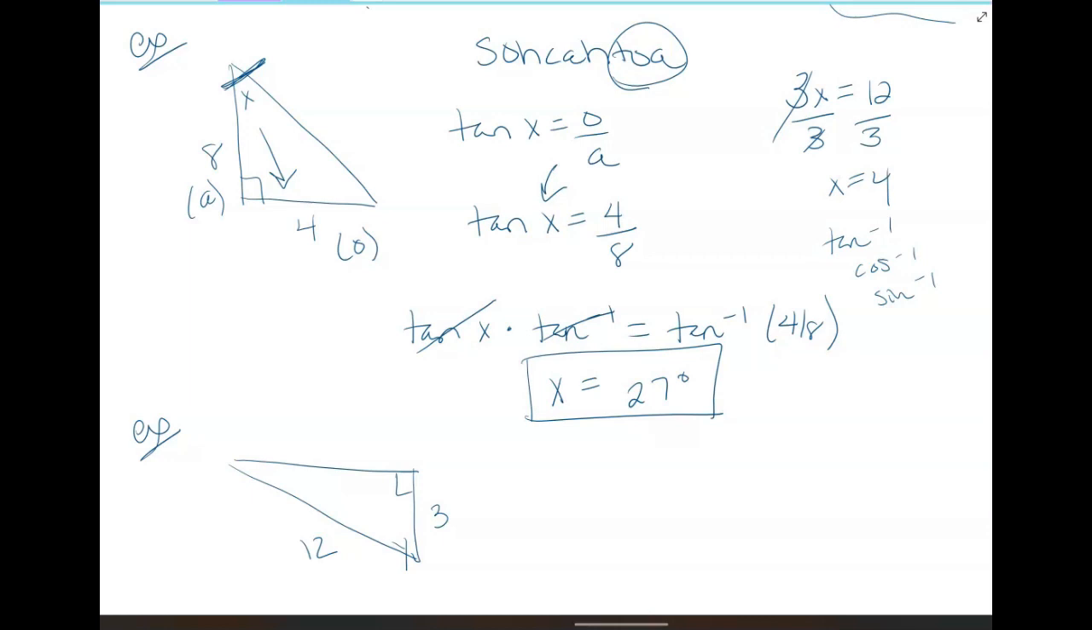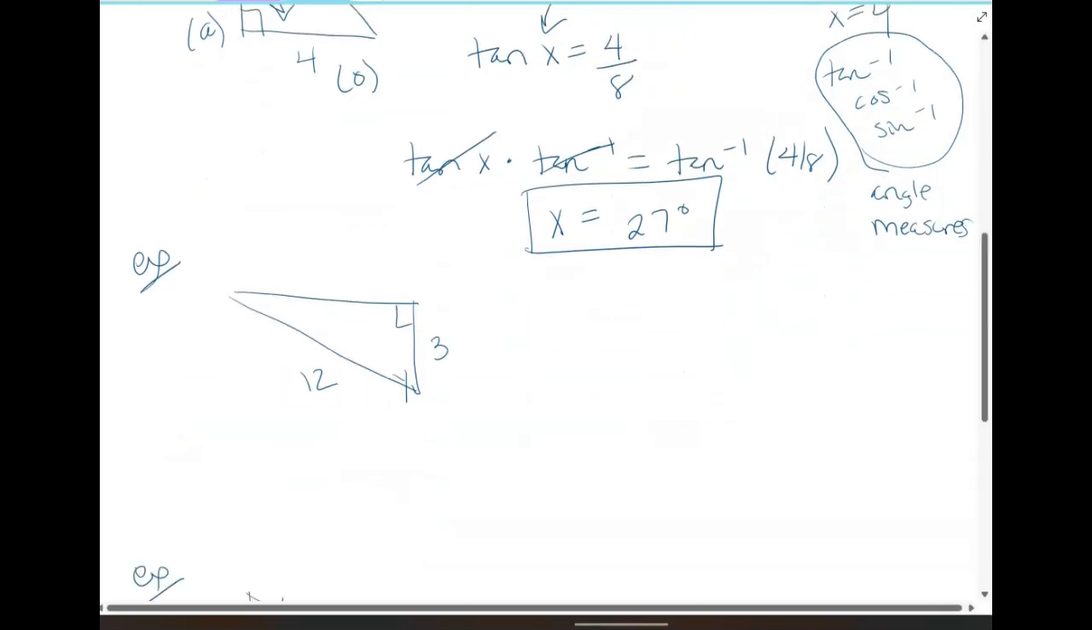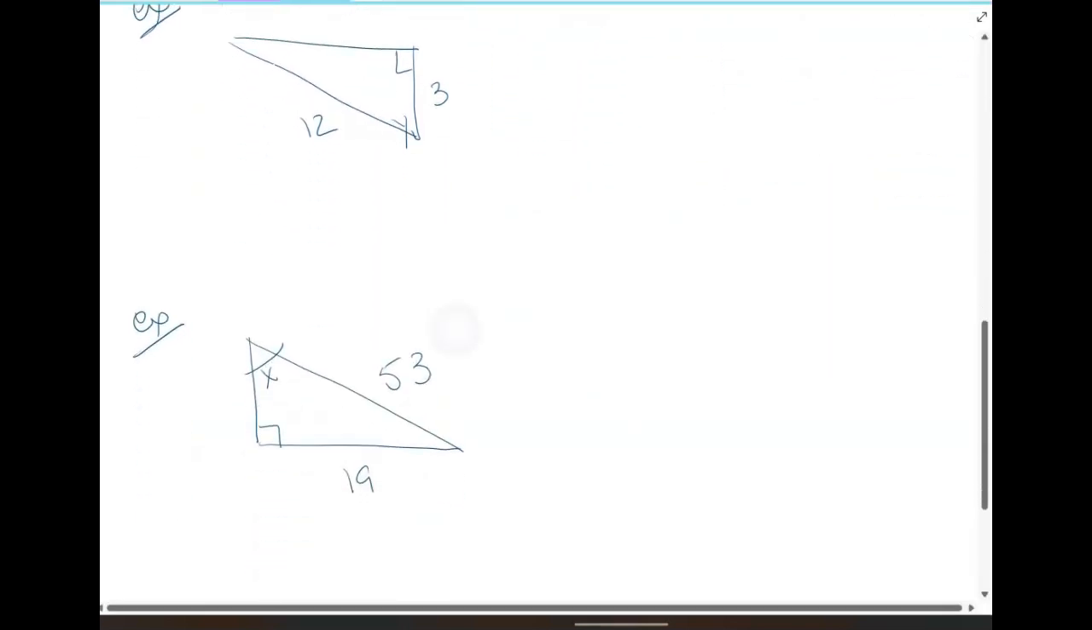Okay, that is the value of this angle. So again, notice the difference here. When we're using inverses, we're finding angle measures. And that's a big difference from the last couple of days where we were finding side ratios, okay? All right, let's go ahead and do another example here.